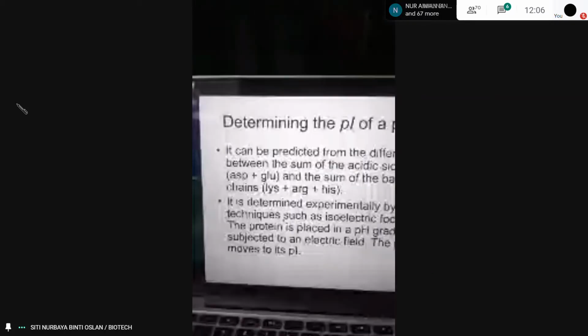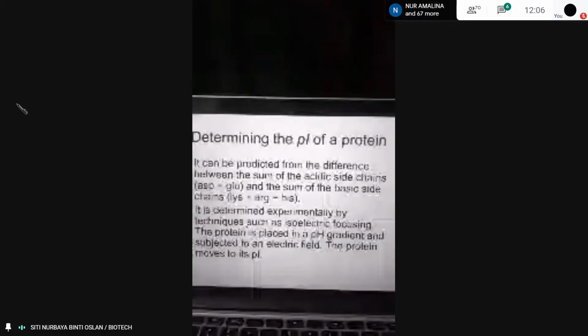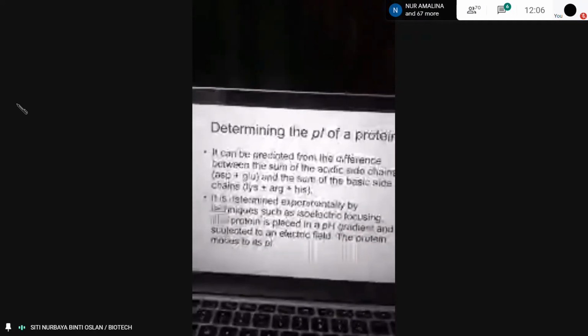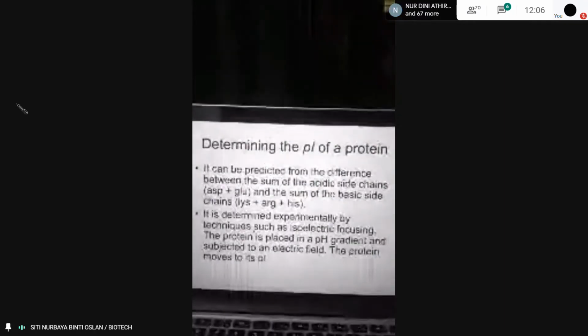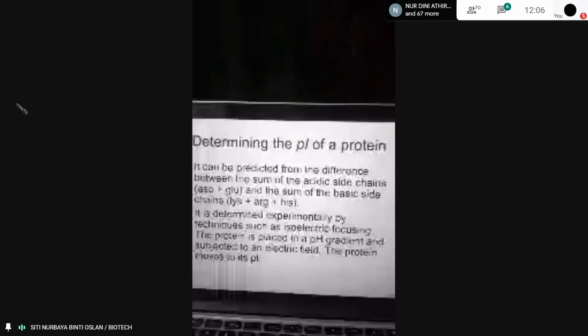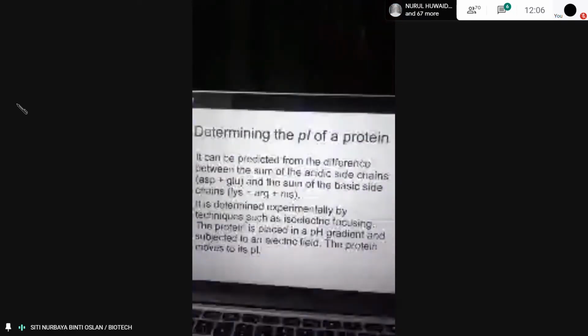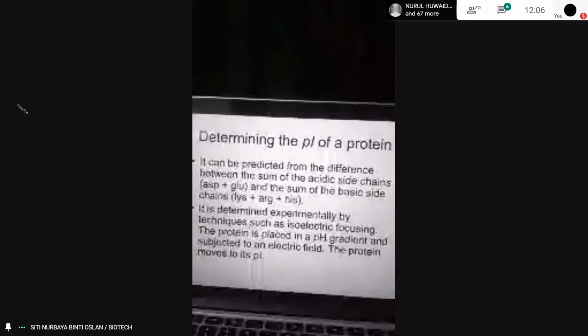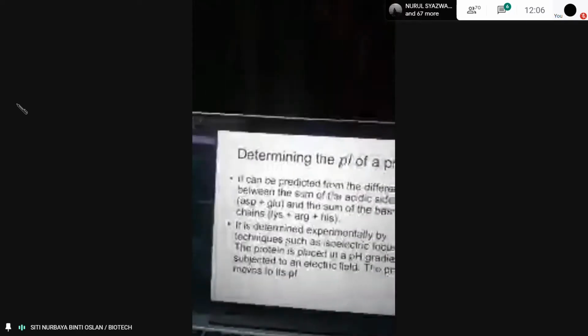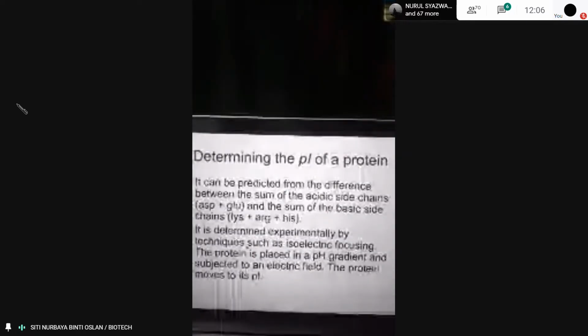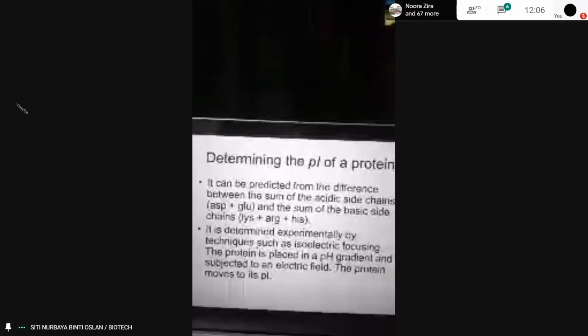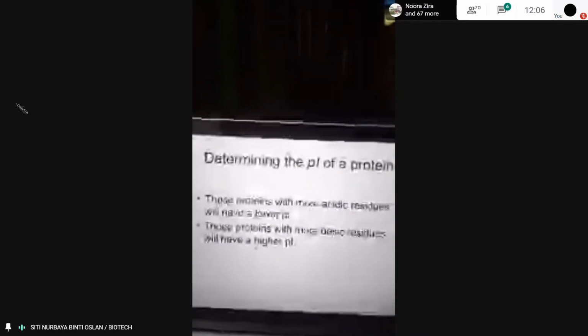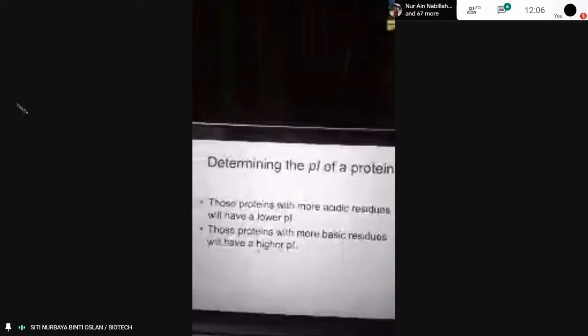So, yeah, we have discussed determining the pI of the protein. If you don't know the pI of your protein the first time, just go to the ProtParam website. You have to use it at that time. Proteins with more acidic residues will have a lower pI, and proteins with more basic residues will have a higher pI.